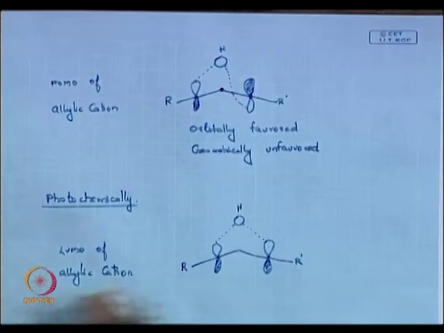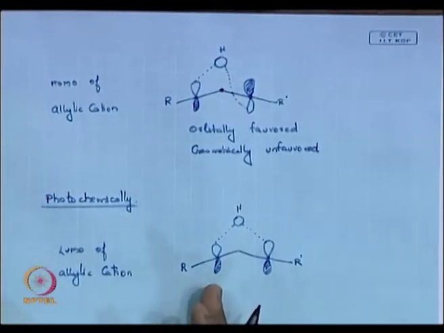So, this is orbitally favored as well as geometrically favored. So, the reaction happens nicely. Okay. So, that is what happens for 1,3, 1,5 and 1,7. Only one thing to remember, 1,3.